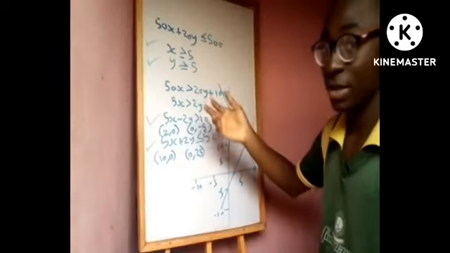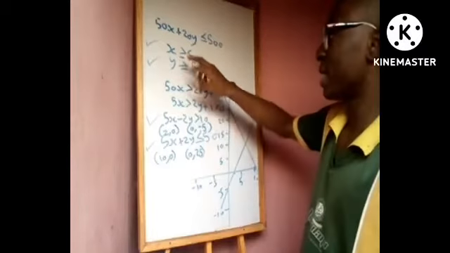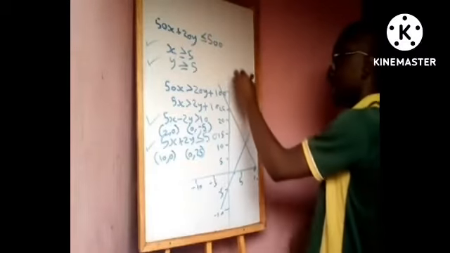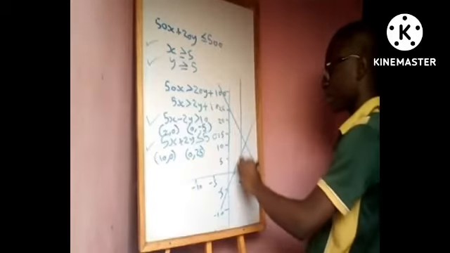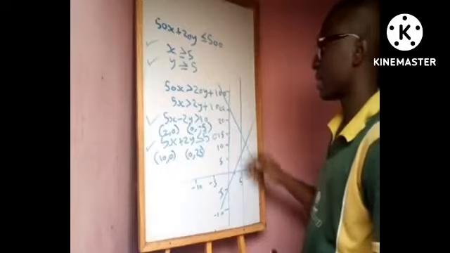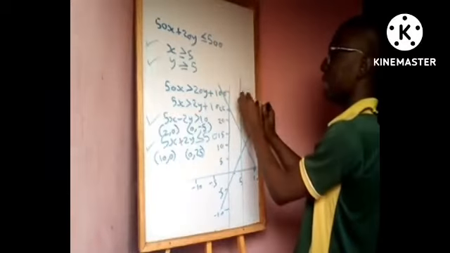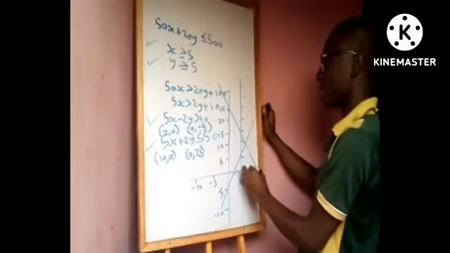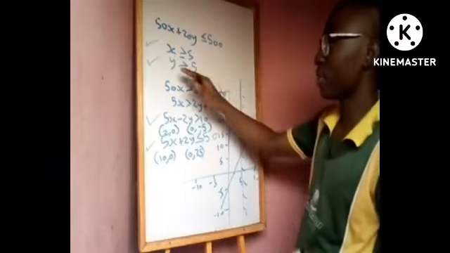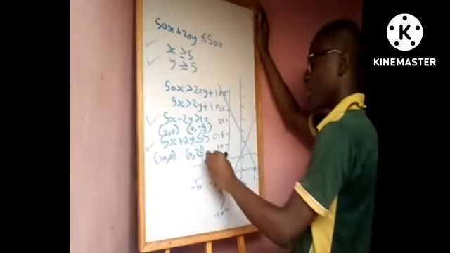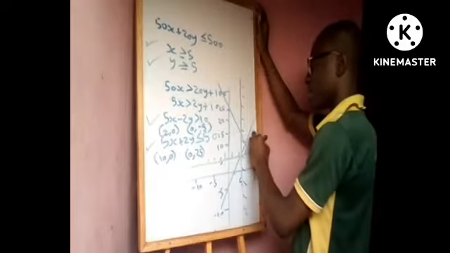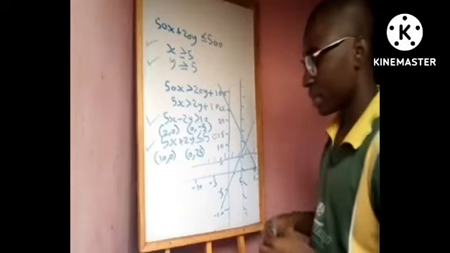That means x is greater than or equal to 5 is simply represented by this line. It's a solid line, and it points in this right direction because x is greater than or equal to 5. The other one, y is greater than or equal to 5, is this line which points upwards. So you can see that we are getting a region here.